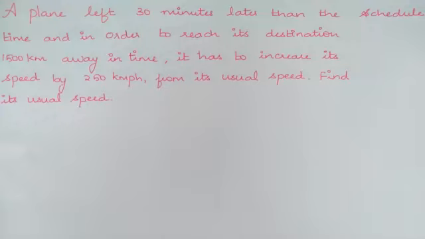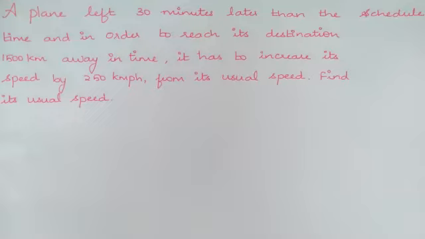We have a plane traveling with its usual speed. Then it would reach the destination, which is 1500 kilometers away, in time. Suppose there is going to be a delay, and it starts 30 minutes late from its usual time. Then in order to reach the destination on time, it has to increase the speed. So the plane's speed is increased by 250 km per hour from the usual speed. It's traveling with a high speed now, so it's going to reach the destination on time. It is our duty to identify its usual speed.